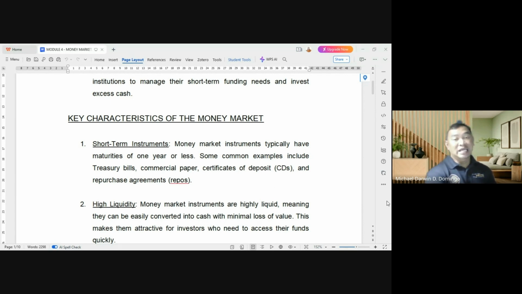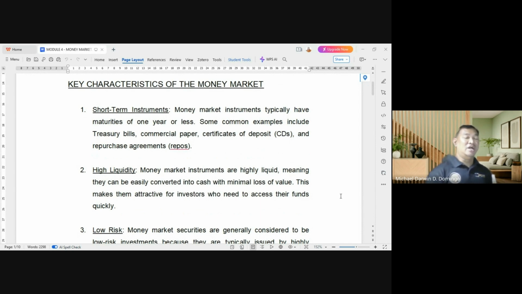Pangalawa is having high liquidity. So money market instruments are highly liquid, meaning they can be easily converted into cash with a very minimal loss of value. Kasi nga, siyempre may corresponding commission to, or may corresponding payment. But at least, di ba, hindi bumababa ng husto yung kanyang value. Now, this makes them very attractive for investors who need access to their funds quickly. Kasi nga, these kinds of instruments are really liquid.